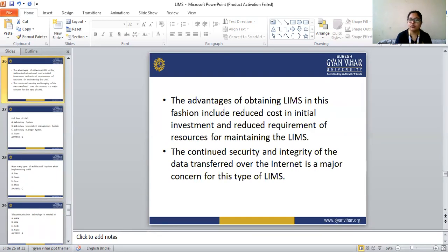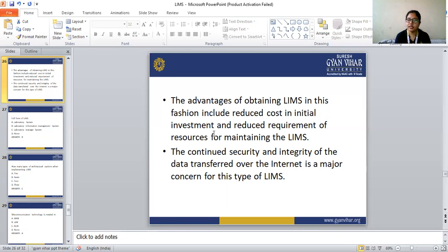The advantages of obtaining LIMS in this fashion include reduced cost in initial investment. With the help of this rented LIMS, we can reduce the initial investment and reduce the resources required for maintaining the LIMS, because the third party does all the maintenance.